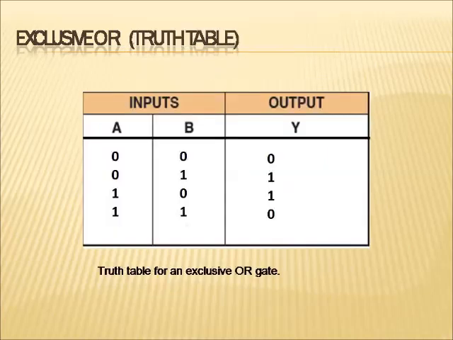Okay, here you can see the truth table for an exclusive OR gate. In the case of an exclusive OR gate, you can see that it produces 1 for an odd number of 1s. So here you can see that 0 1 it produces a 1 and 1 0 it produces a 1. So when there are odd number of 1s in the input values, it produces 1. In all other cases, it will be 0.